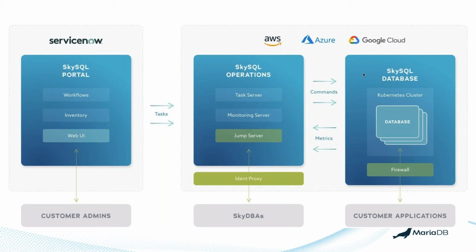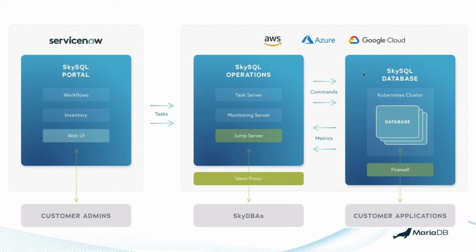And ultimately, those tasks get sent over into the cloud service provider. And first, we start with the operations tier. And the operations tier is responsible for, one, creating these tasks and sending them to SkySQL, the database tier. And it does that through a series of Kubernetes commands.